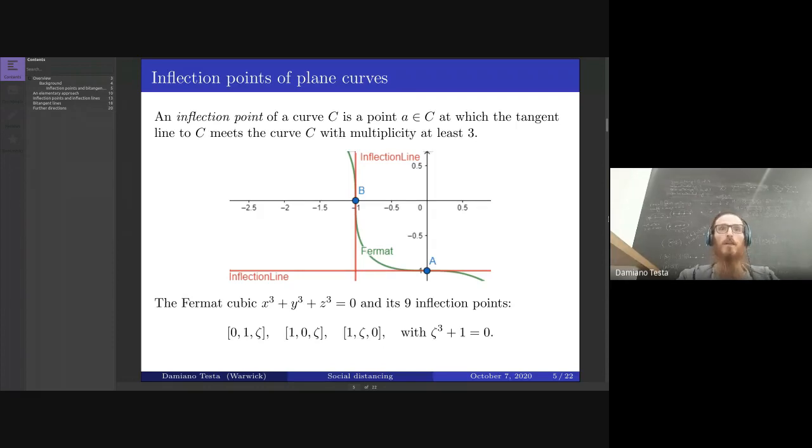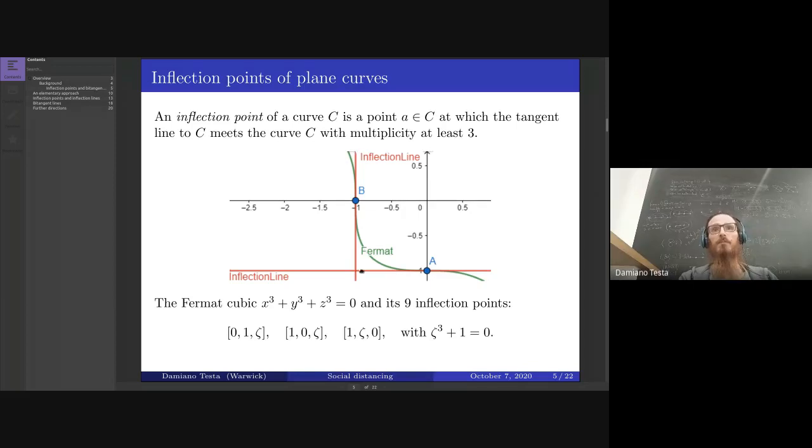All right, so having taken this out of the way, let's see what the main characters for my talk are. So I'm going to be talking about inflection points. So this slide presents inflection points. If you've never seen them before, it's unlikely that you're listening to a talk in algebraic geometry and have never seen an inflection point of a plane curve, but nevertheless, here is an example. You can see my cursor. This is the Fermat plane cubic with equation x cubed plus y cubed plus z cubed equals 0.